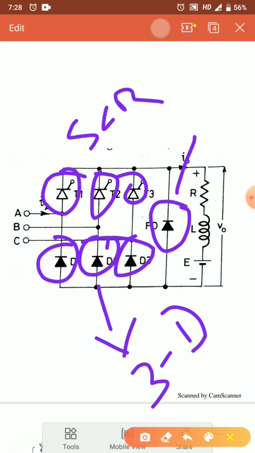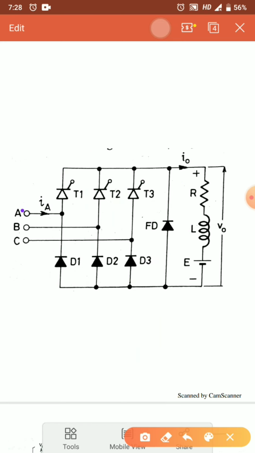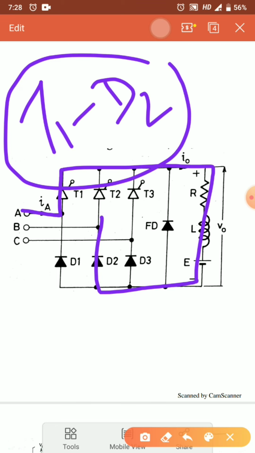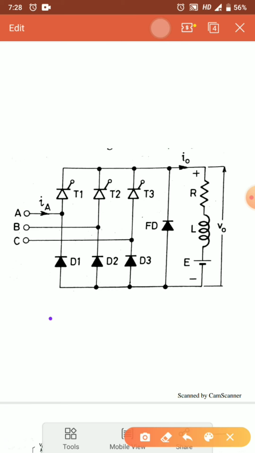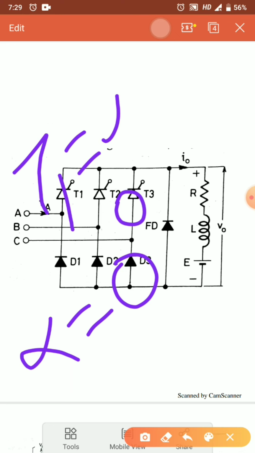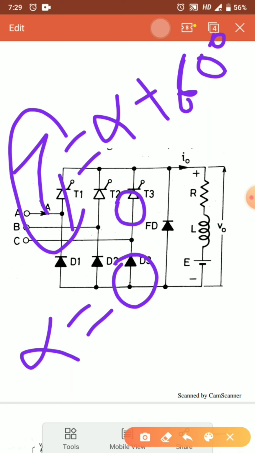Here we can see the SCR and diode pair. If I am talking about the VAB supply, the supply will be in this manner. The pair T1 and D2 will both conduct for a period of 120 degrees. Now let us discuss how this is going to perform. If I give the firing at 0 degree, as in the previous case of the three-phase full converter, the conduction of T1 will start at alpha plus 60 degrees. For example, if alpha is 0, T1 will start conducting at 60 degrees.